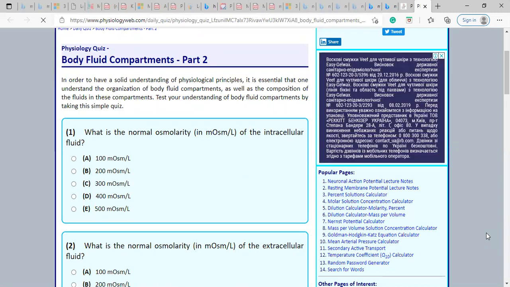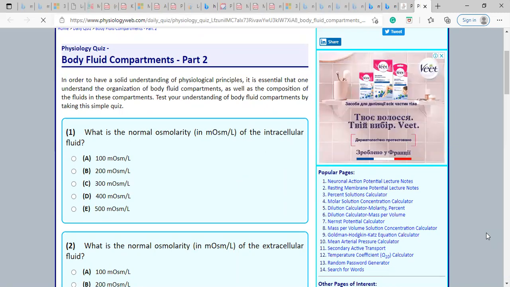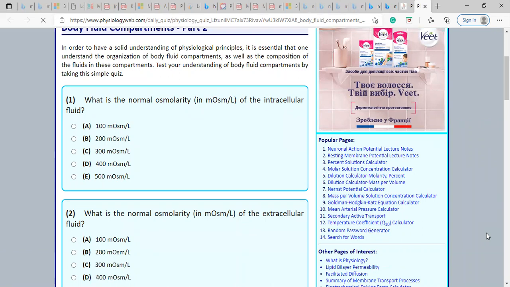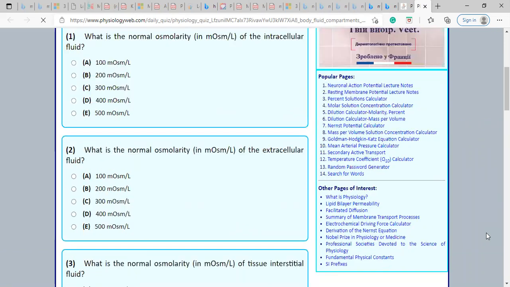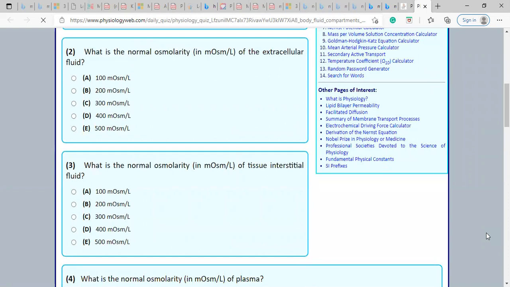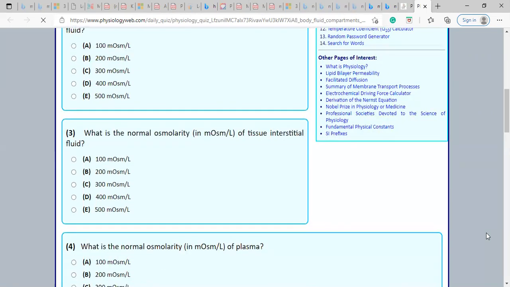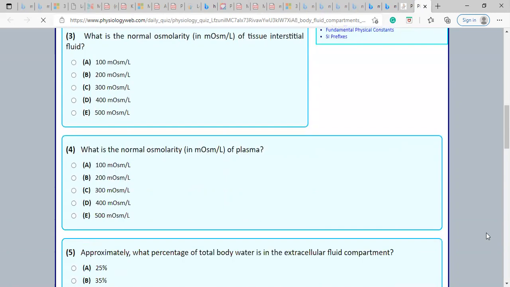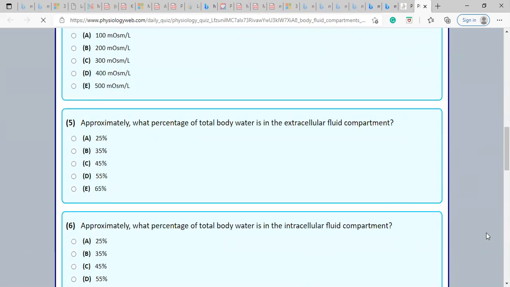Yes, sir. Okay. So this question says, what is the normal osmolarity of the intracellular fluid? I didn't teach you that in detail. I told you I'm going to teach you osmolarity later. What's the normal osmolarity of the extracellular fluid? What's the normal osmolarity of tissue fluid? What's the normal osmolarity of plasma? Okay. So I think I taught you number 5.